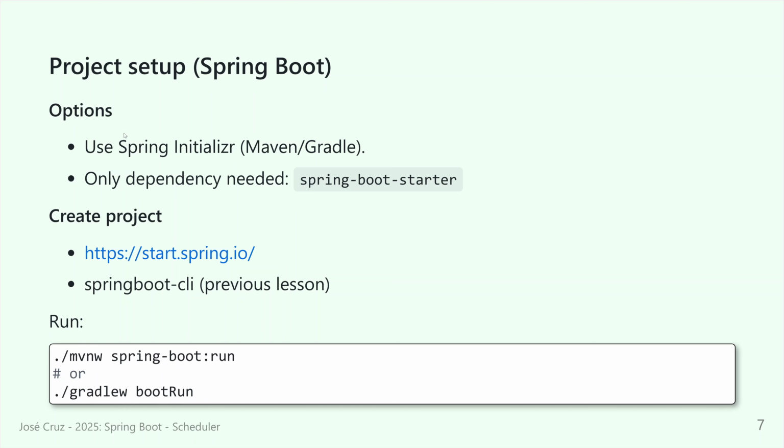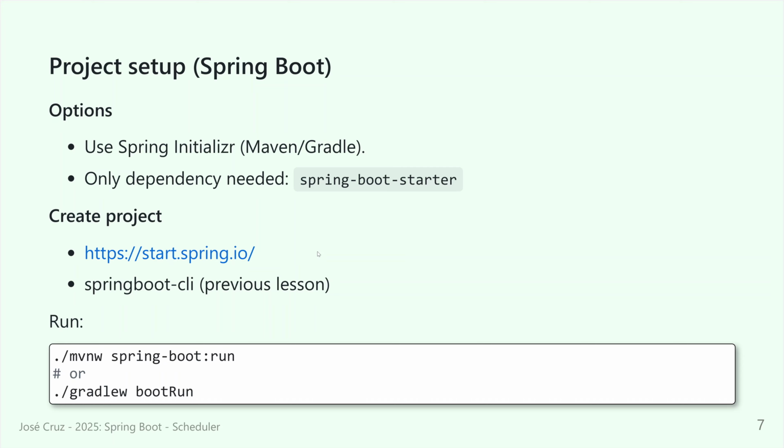Okay, project setup, you can use Spring Initializr if you are new to Spring. If you are not, it should be easy. You can skip this slide. So the only dependency is Spring Boot Starter. Here, create a project. You can go to this website, or if you saw one of my previous videos about the Spring Boot CLI, you can also use the command line to create the application. Then you can run the application like this. This is the usual way to start the Spring Boot application.